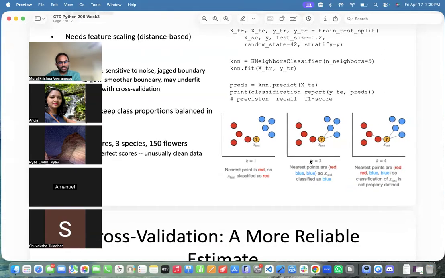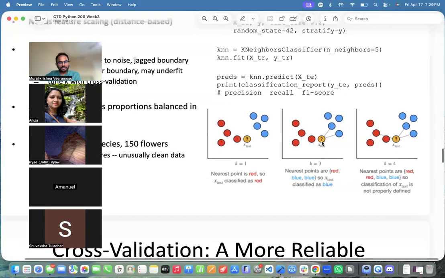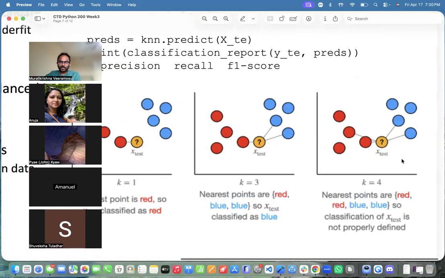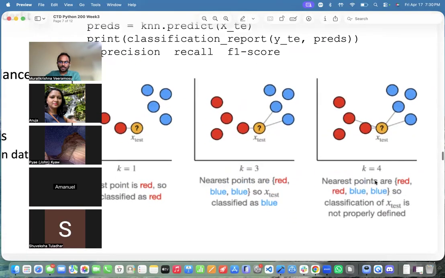Let's say I'm taking k equals 3. Now our model looks at 3 nearest neighbors, and one of the neighbors is red, and two of the nearest neighbors are blue. So the majority is blue. So our test is classified as blue, right? Over here, we are saying k equals 4. Then the model looks at 4 nearest neighbors in order to classify the test value, right? Since k is 4 here, there is a tie between red and blue.